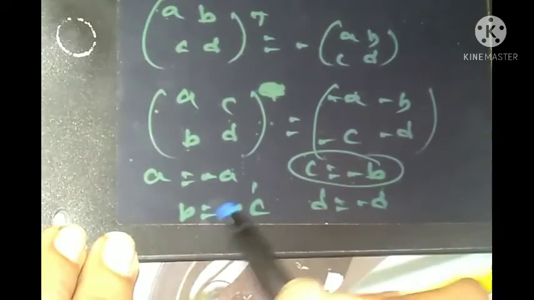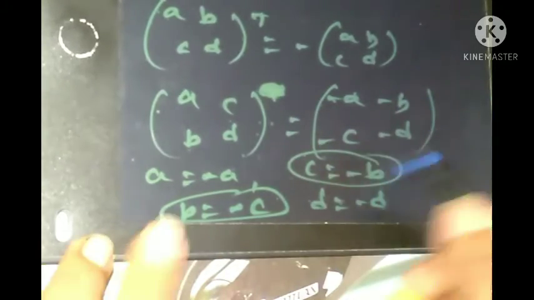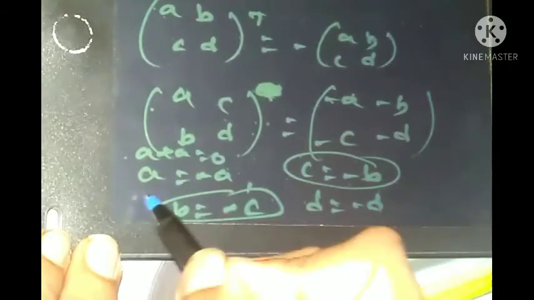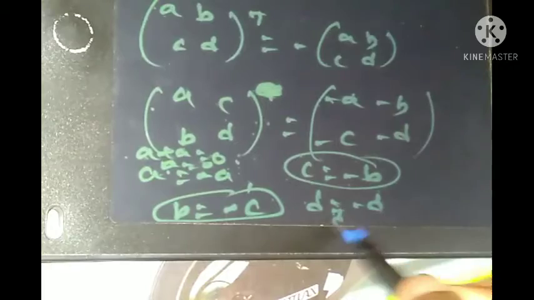And here observe that these are the same. We can write it like this also. Here a plus a is equal to 0, so 2a is equal to 0, a is equal to 0, and the same here, d is equal to 0.